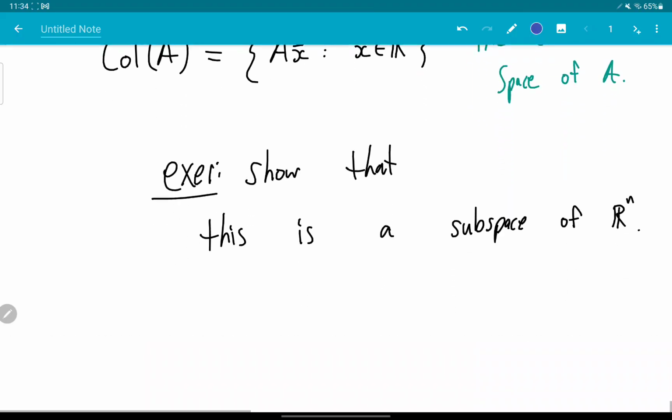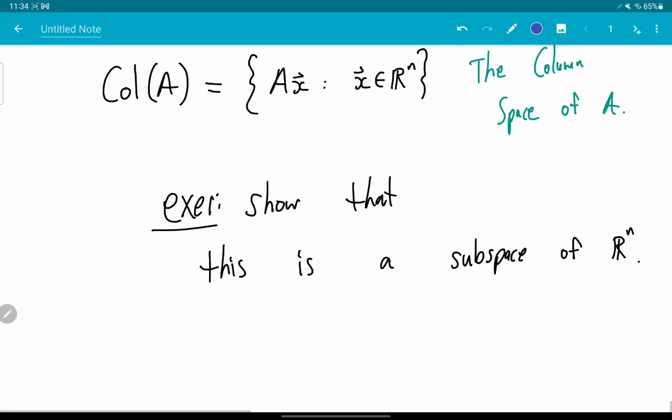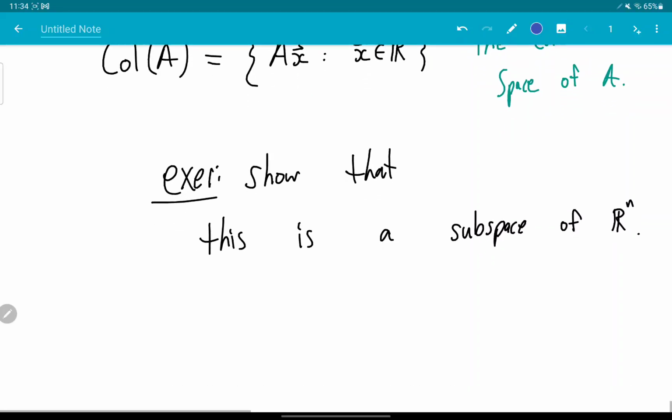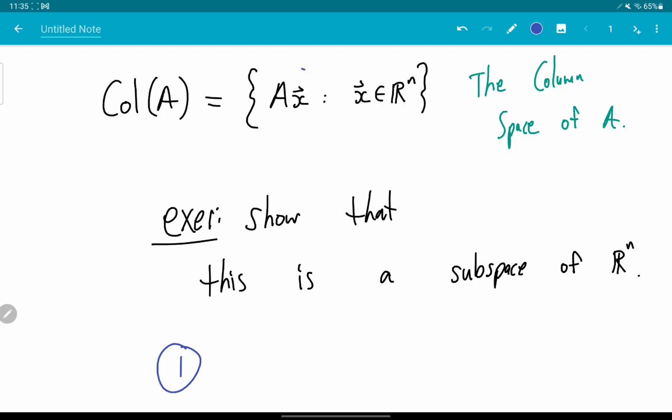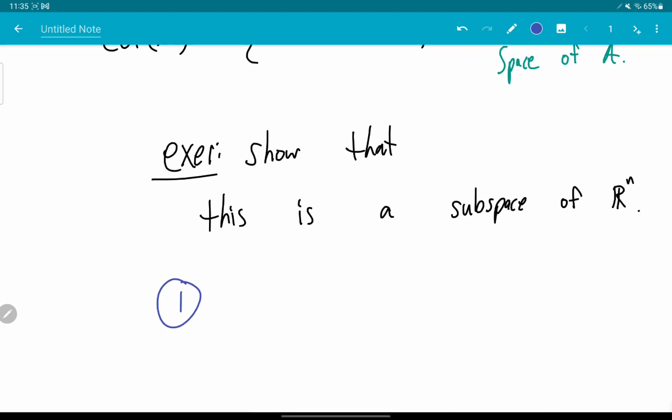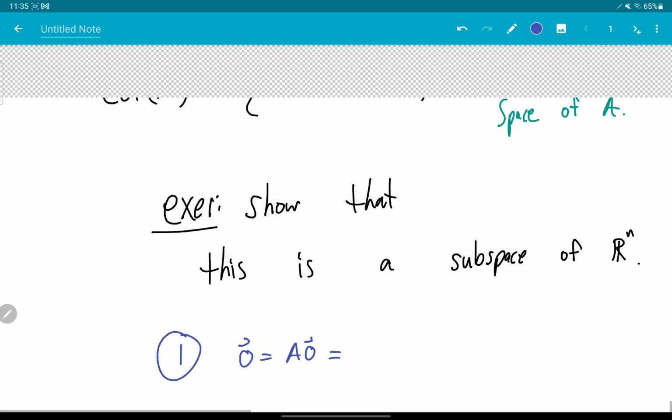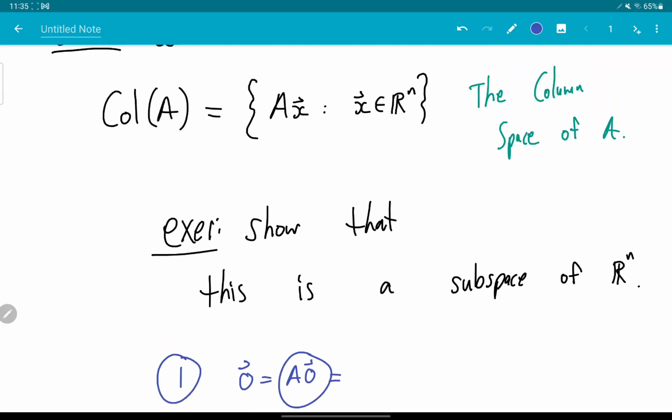Here's my solution. So the column space. So it's all vectors of this form. Okay. Is a 0 vector in there? Well, what is in here? It's anything of this form where x has to be in Rn. Well, I can choose x to be the 0 vector. So I can write like this. I can go 0 is equal to A times 0, right? And then this guy is of the right form.